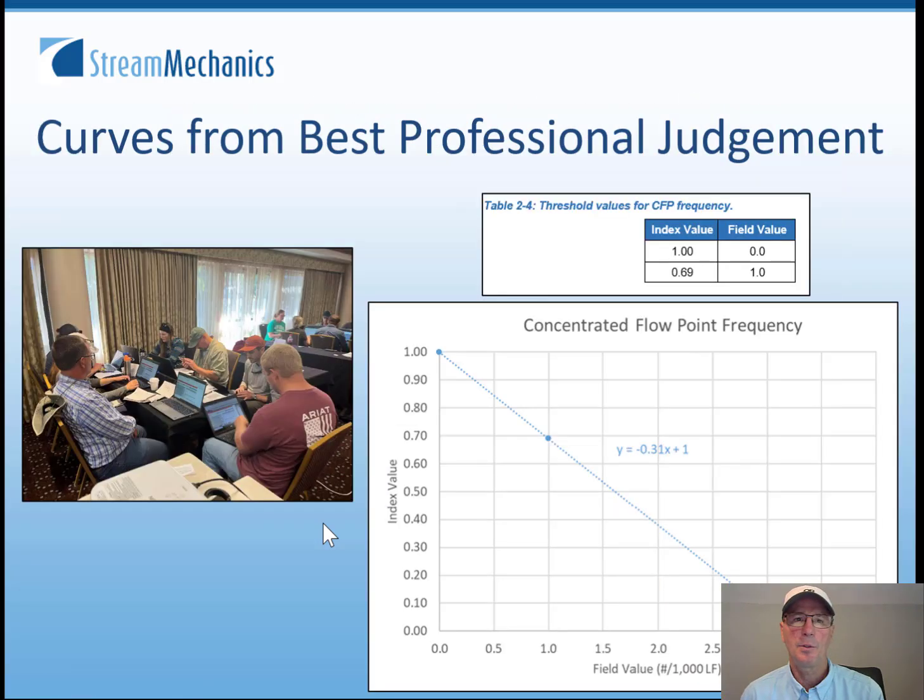All right, and then the last one is just curves from best professional judgment. So there are times when we really want to include a metric in an SQT, but we just don't have existing data. We don't have the scope and budget to go collect new data, and the literature doesn't give us clear answers either. So one that is commonly used that fits this category is called concentrated flow point frequency, which is a metric within the reach runoff parameter in the hydrology category.